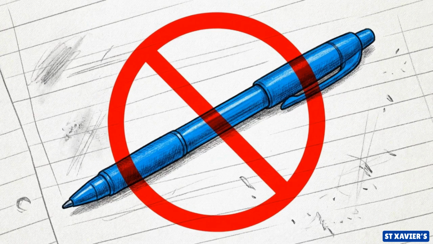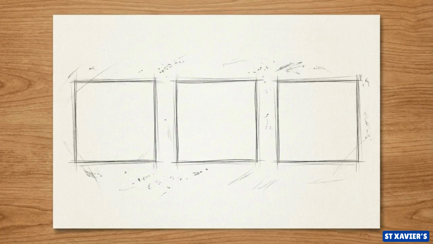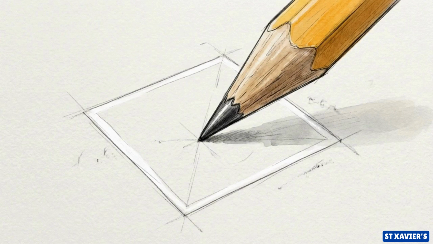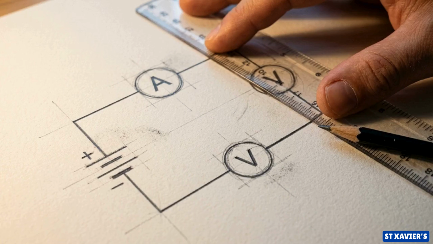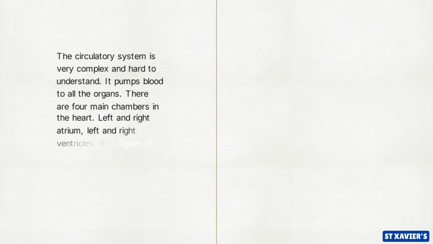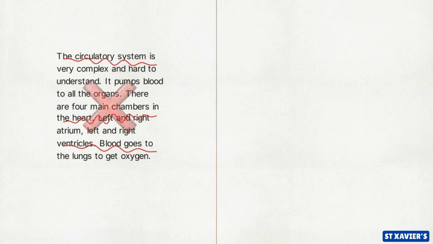Pens are completely banned for these drawings. You need just 3 tools: a sharp graphite pencil, a standard straight ruler, and a clean eraser. Mastering these drawings is a highly efficient way to prove your scientific knowledge. It allows you to secure maximum points quickly, without risking errors in lengthy written paragraphs.